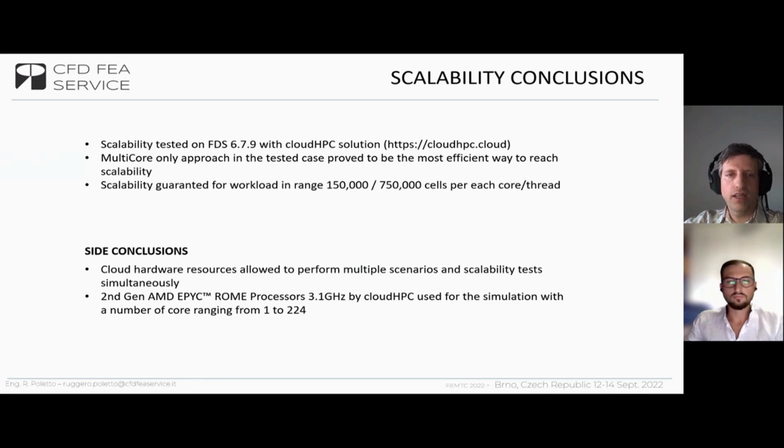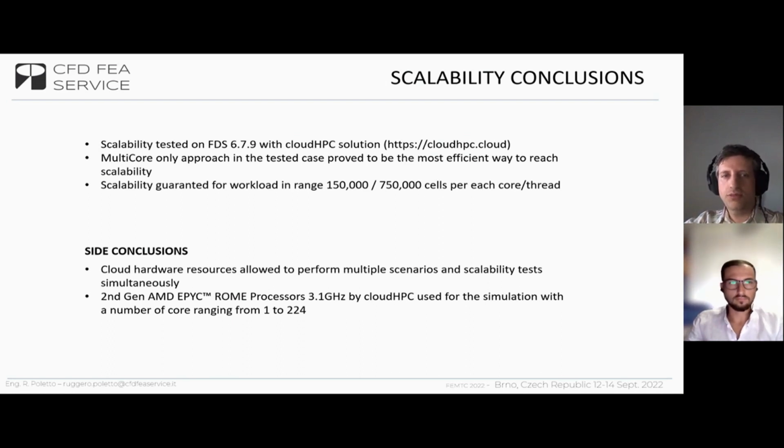Scalability seems to be also quite good in the range of cells used in the current simulation, so in the range between 150,000 cells and 750,000 cells per each core or thread. So we recommend to use this limit and not to go way above or way below this limit, at least as far as this study has been concerned.